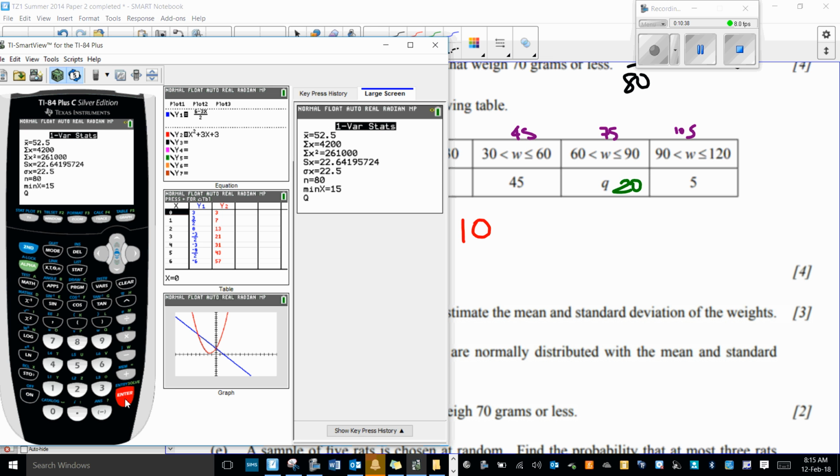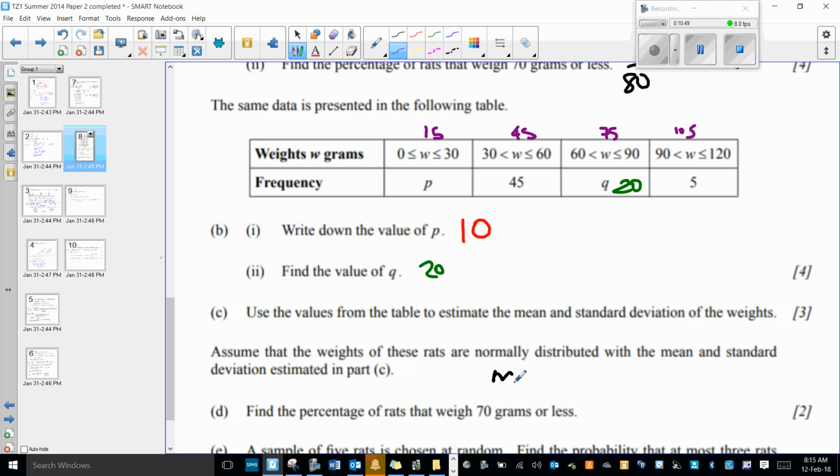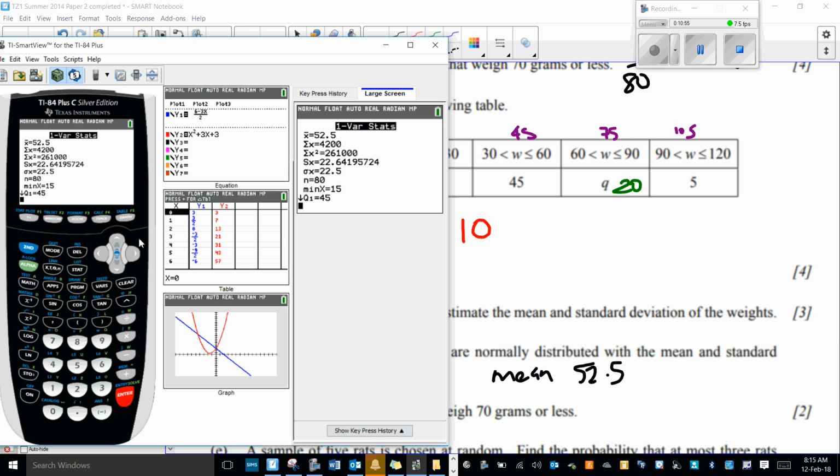So we have mean of 52.5. Remember that's the x bar, so the mean is 52.5, and standard deviation is this one here. Okay, so it's this one we're looking for, so it's 22.5.